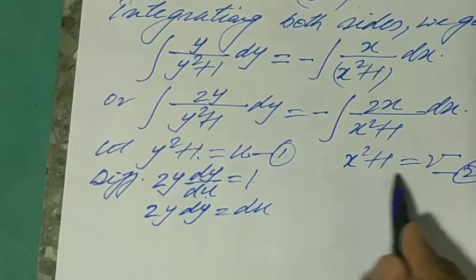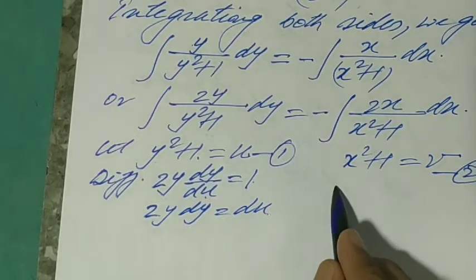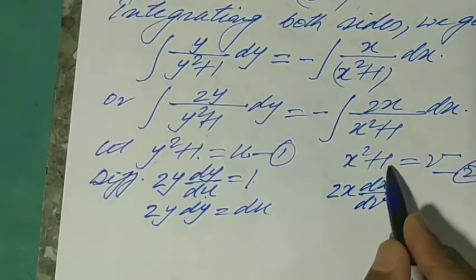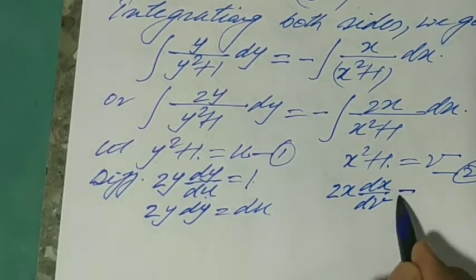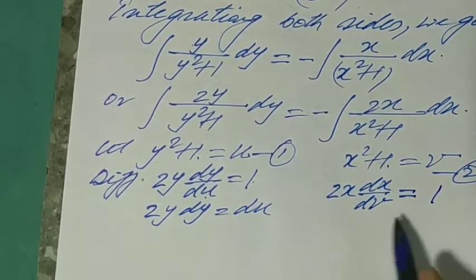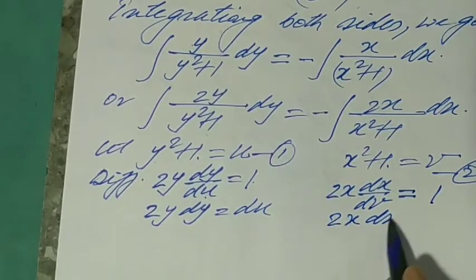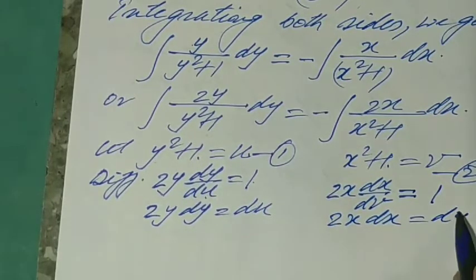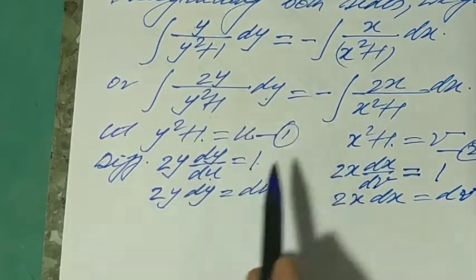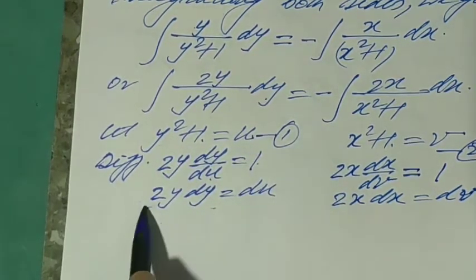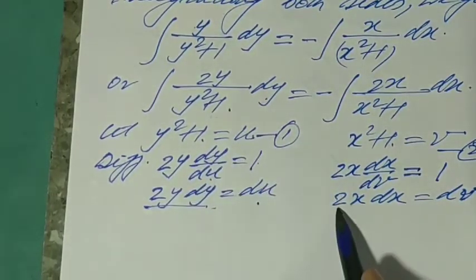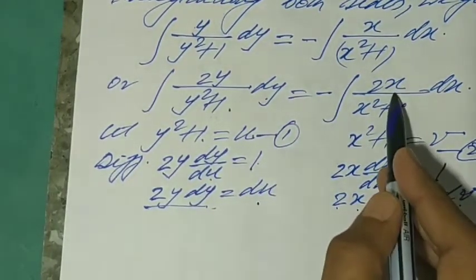In the same way, differentiating equation number 2 with respect to v, we get 2x dx upon dv. Differential coefficient of 1 is 0, and the differential coefficient of v with respect to v is 1. Transposing dv to that side, we get 2x dx is equal to dv. In the integration on the left hand side, 2y dy is there, so we may replace 2y dy by du on the left hand side, and we may replace 2x dx by dv on the right hand side.